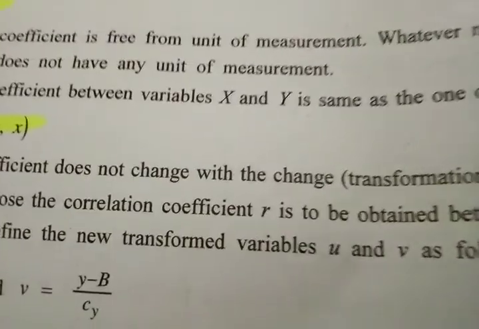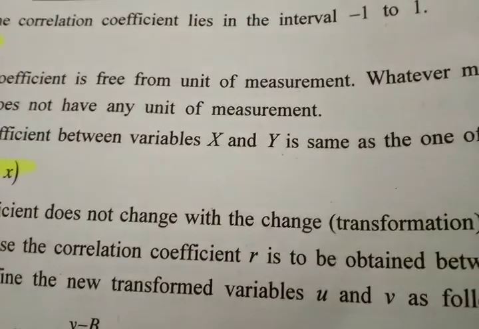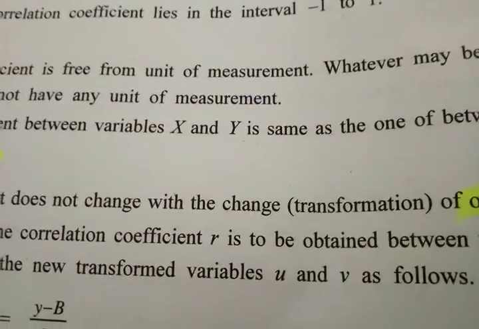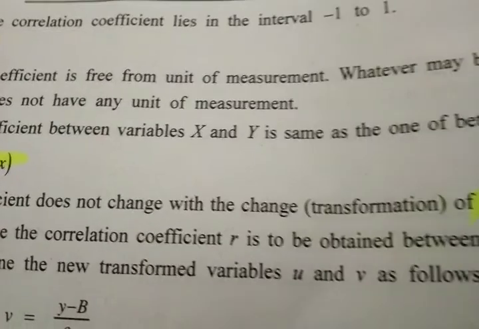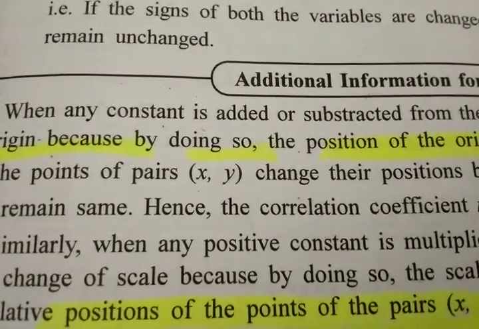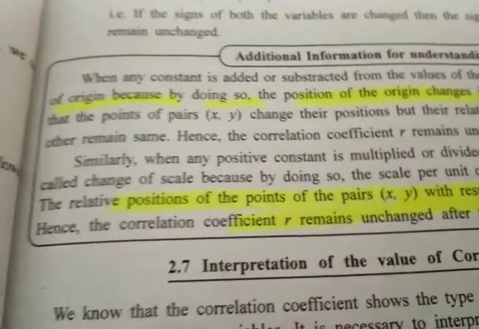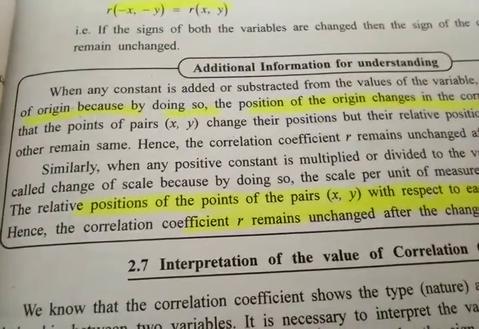Then the correlation coefficient does not change with change of origin and scale. What do you mean by change of origin and change of scale? Change of origin means change by addition or subtraction, and change of scale means change by multiplication or division. So on your page number 69, it is mentioned what actually is the meaning of this. Okay, please read it and understand it.